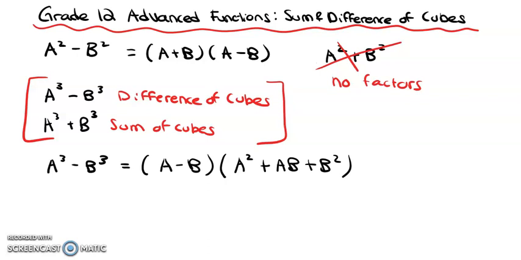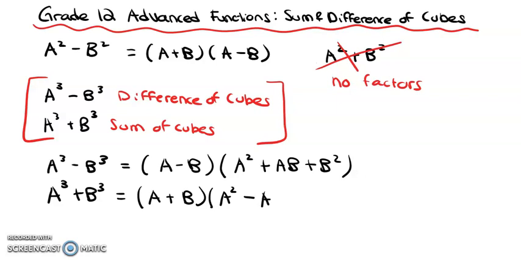Second formula is as follows. For our sum of cubes, we have a cubed plus b cubed equals (a plus b), and then we have (a squared minus ab plus b squared). So those are our formulas. Now, the next thing we have to do is go through some examples, because showing a formula is nice, but really we need to be able to practice our knowledge and see how this applies to actual examples. So let's do that now.